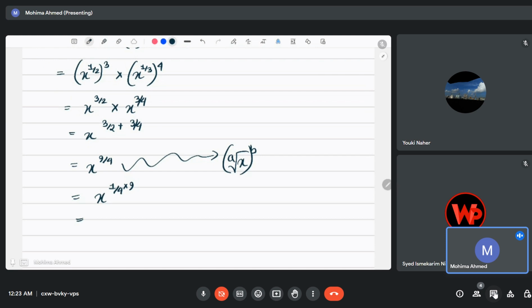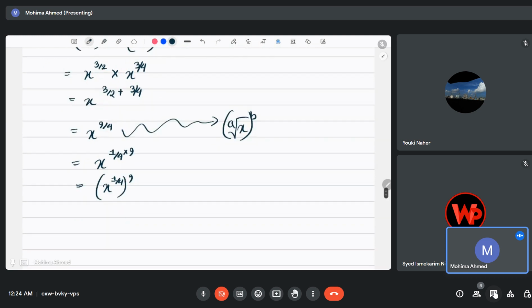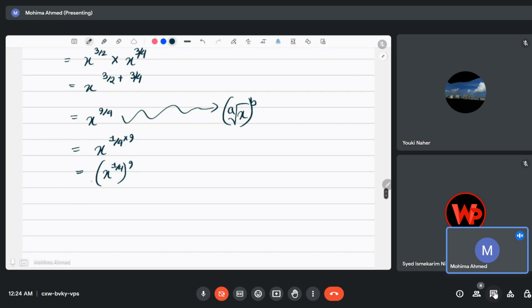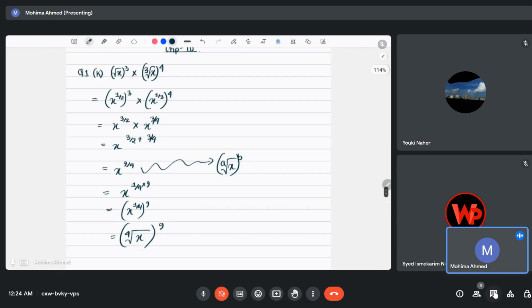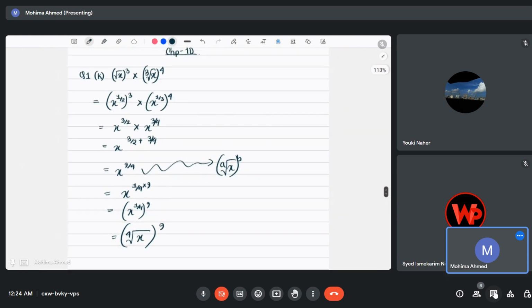Powers are only multiplied when you have a power on top of another power. So you can write x to the 1 by 4 with a whole power of 9. 1 by 4 means this is a 4th root. So you can write the 4th root of x with a power of 9 on top, which means that the value for a was 4 and the value for b was 9. Is there any question from this working?